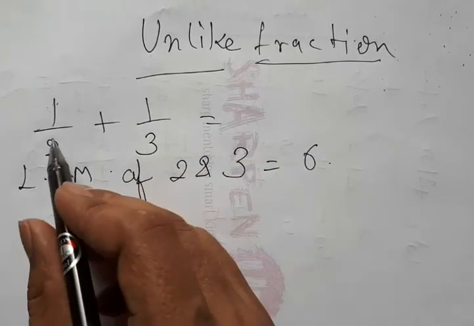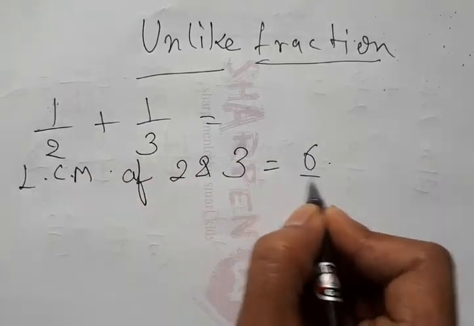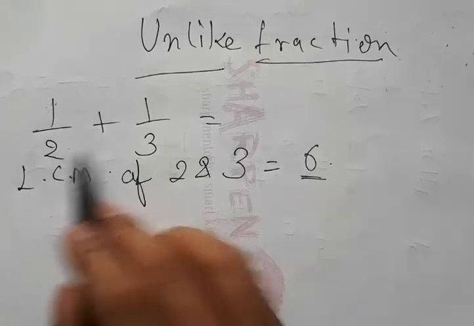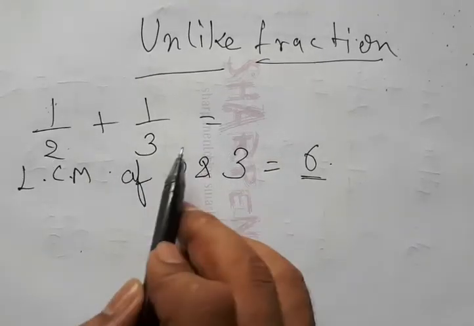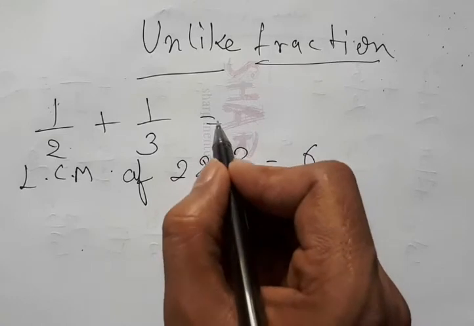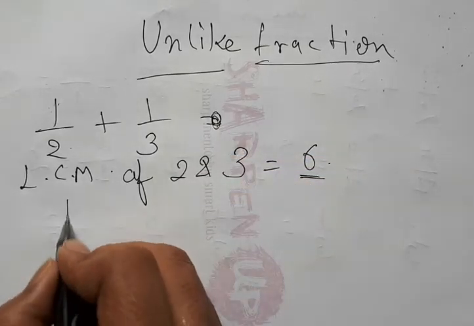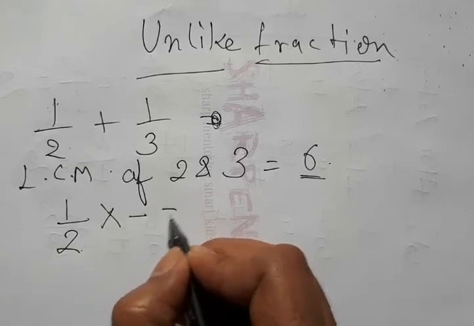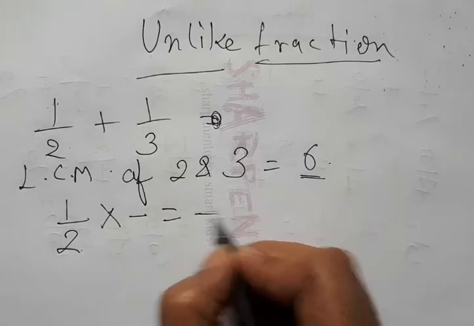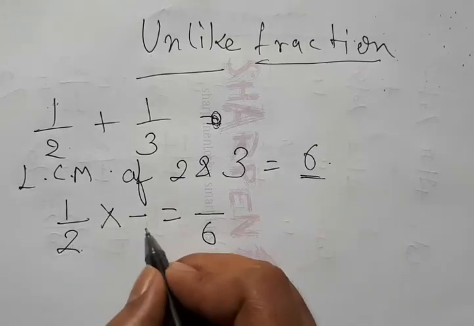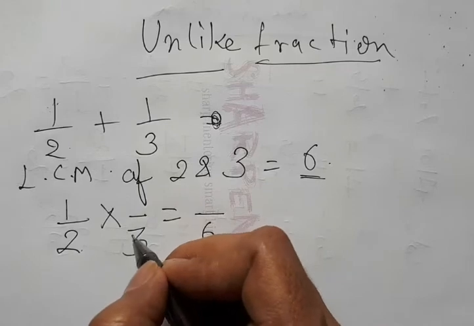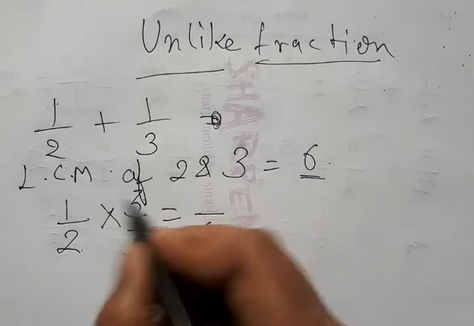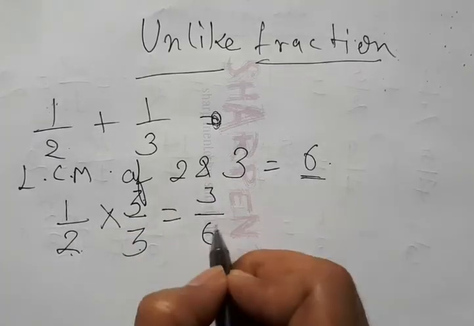Now I will convert the denominator of both fractions into 6. I will convert 2 into 6, and 3 is also converted to 6. I take my first fraction, 1 by 2, and multiply by a value so that the denominator becomes 6. What should I multiply to 2? Obviously 3, and if I multiply 3 to the denominator, I have to multiply 3 in the numerator also. So I get 3 1s are 3 and 3 2s are 6.